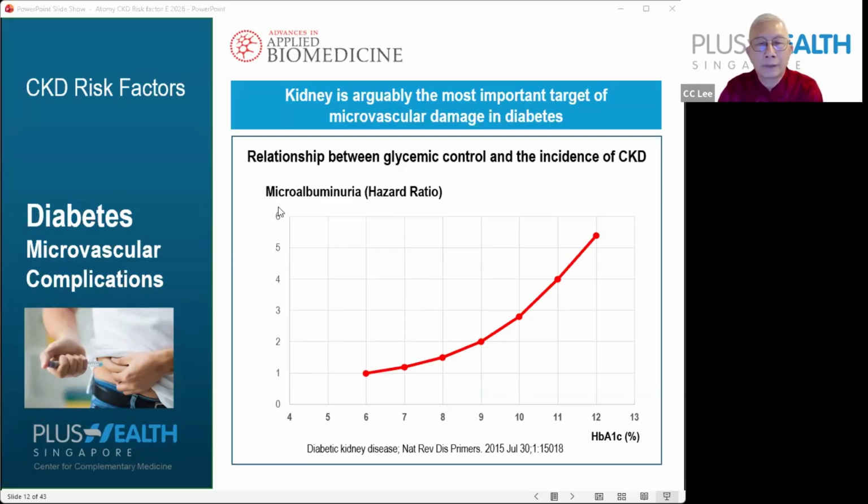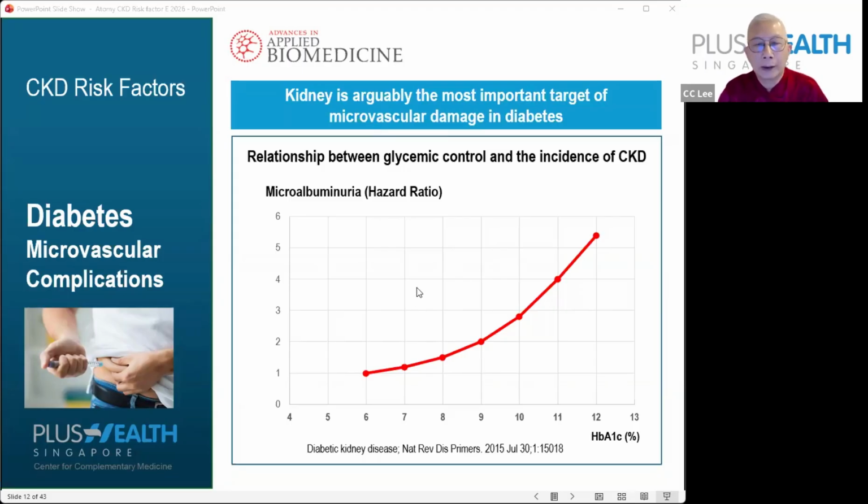Your risk of suffering from microalbuminuria is higher as you go up in the risk ratio. Now you can see from here that as your HbA1c, which is your blood sugar, where 6 is our normal value, right? As your sugar level in the blood increases, your risk of suffering from kidney damage increases very exponentially. So this is another indication that the kidney is the target of microvascular damage in diabetes caused by the blood sugar level itself.